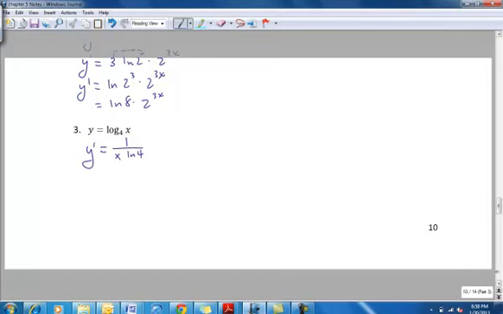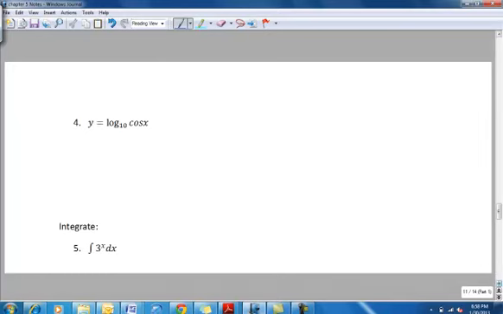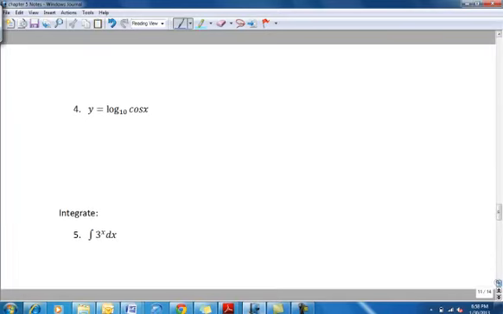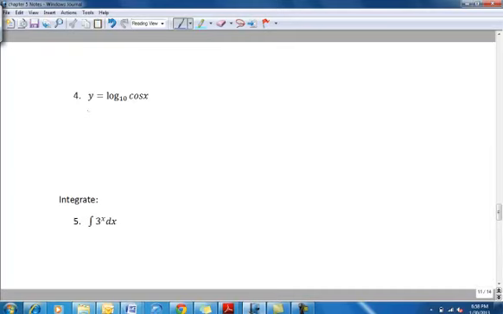All right, a few more examples, I guess. Number 4, really similar to what we just did, except we've got the cosine of x as the argument on log base 10. So y prime would equal 1 over cosine x ln of 10. So again, it's just working on that same pattern, times the derivative of what's on the inside, so that would be negative sine of x.